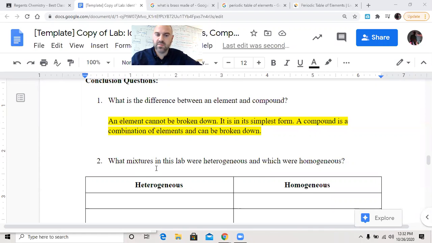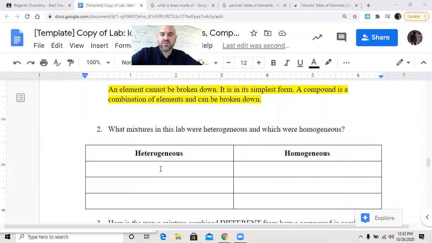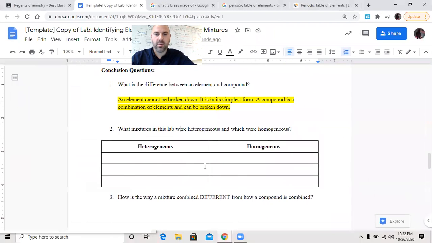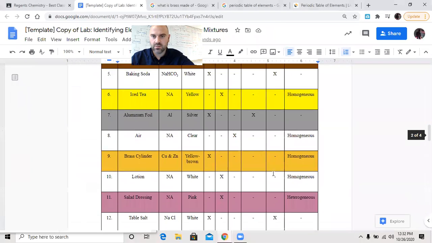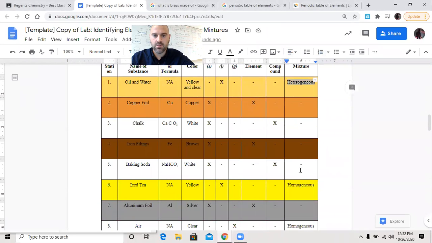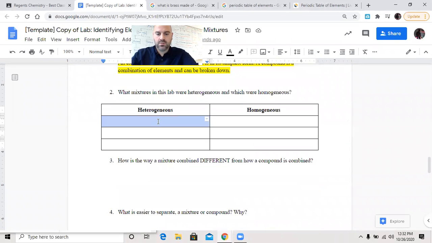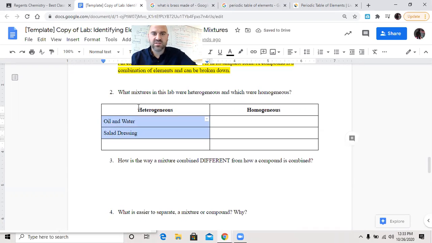Number 2, it says, what mixtures in the lab were heterogeneous and which ones were homogeneous? So please identify which ones are homogeneous, which ones are heterogeneous. I'm gonna zoom out for a second so you can see these. Again, you have to interpret your data. Check out your data from above. Ask for hetero first. So oil and water is hetero, and the salad dressing were hetero. Those are my 2 heterogeneous mixtures, oil and water and salad dressing.